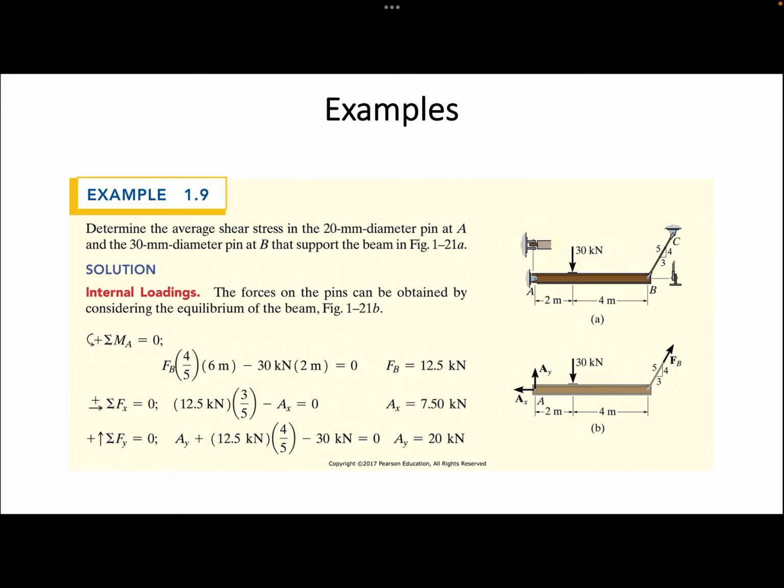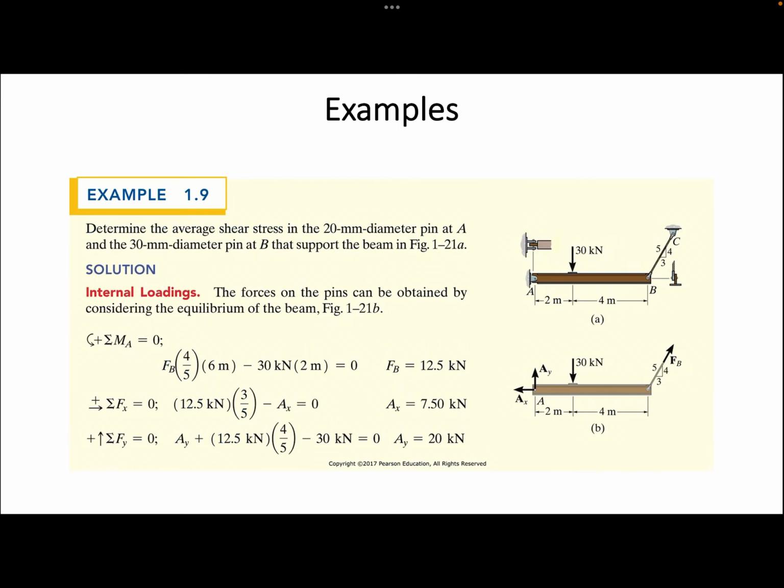First, we know the forces exerted by the beam onto the pin at A and at B can be found by studying the equilibrium of the beam. The reason is, according to Newton's third law, the force exerted by the beam onto a pin is equal to the force exerted by the pin onto the beam, but in the opposite direction.